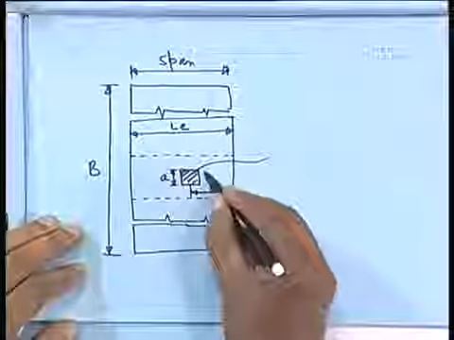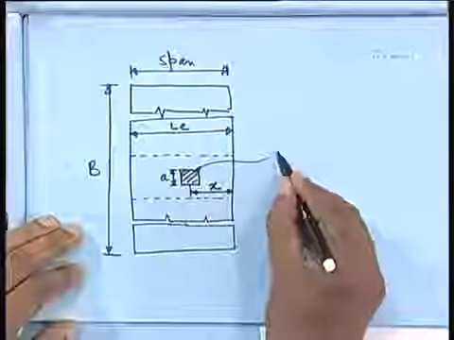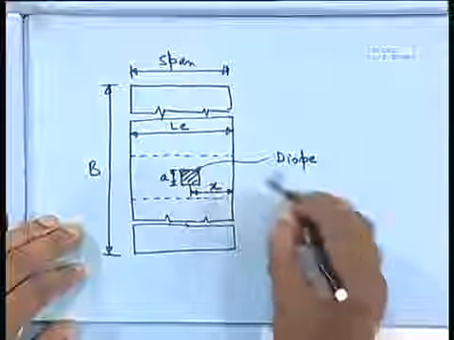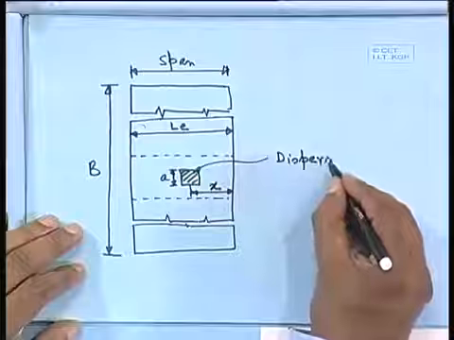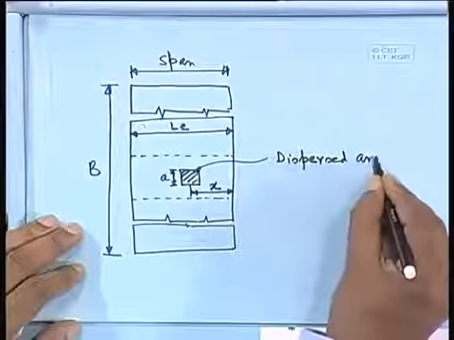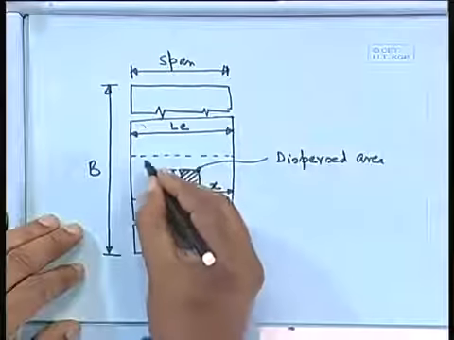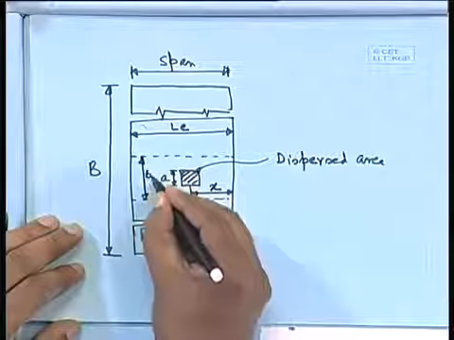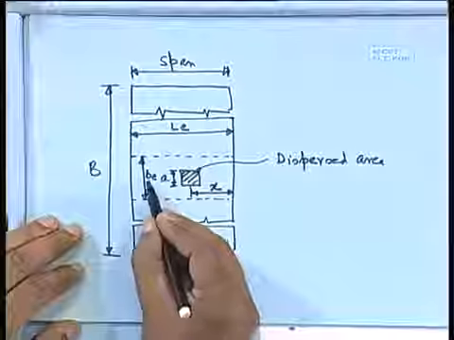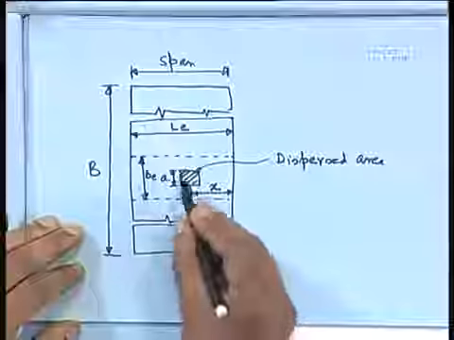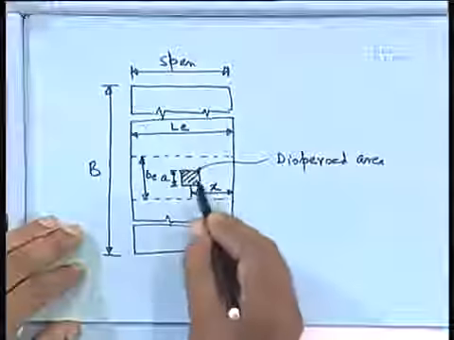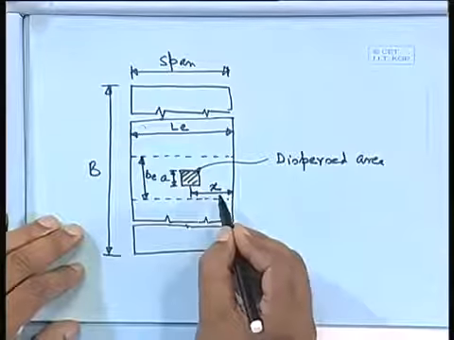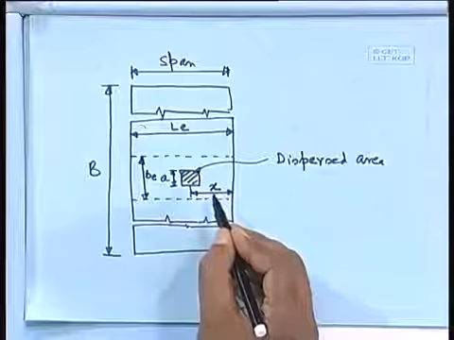So, what we can do, this is your dispersed area, that is, the area after the 45-degree dispersion, and we have to find out the effective width, let us say BE. B is the effective width we have to find out, for that impression lying at a distance x from the nearest support. So, how shall we find that out?